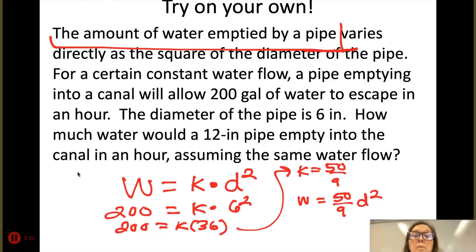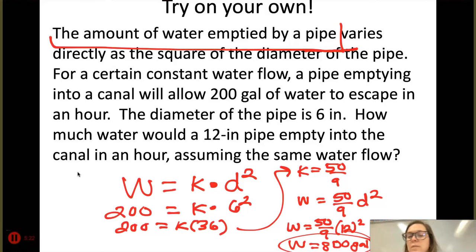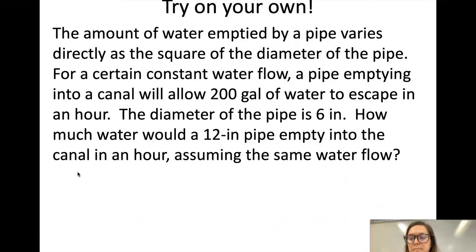Now we want to know how much water a 12-inch pipe would empty into the canal in an hour. So W is equal to 50 over 9 times 12 squared. On my calculator, I get an answer of 800. As long as you didn't round it, you should get exactly 800 gallons for your answer. Or if you did round it, you should have gotten something close to that.